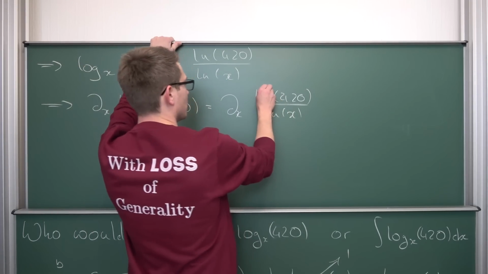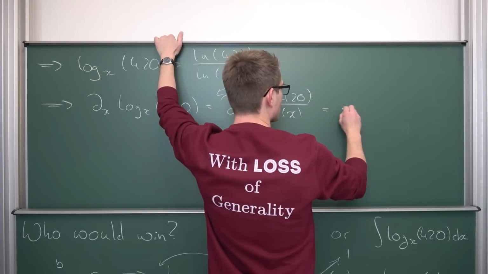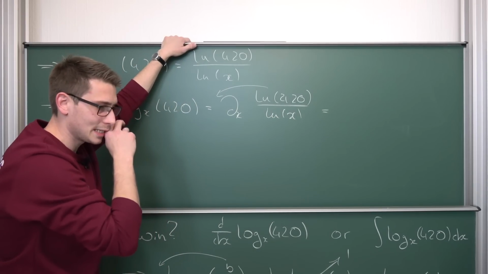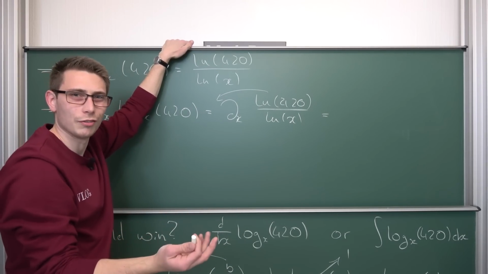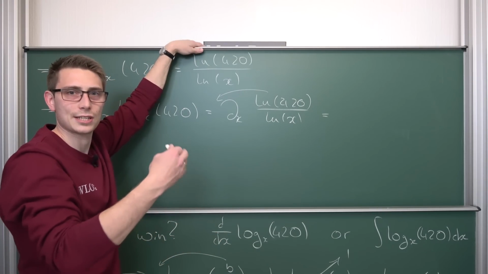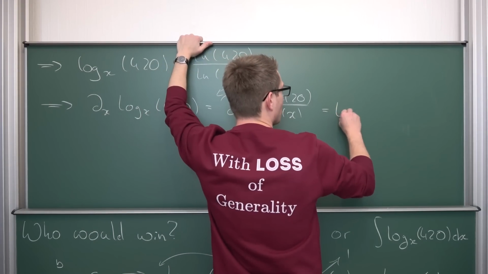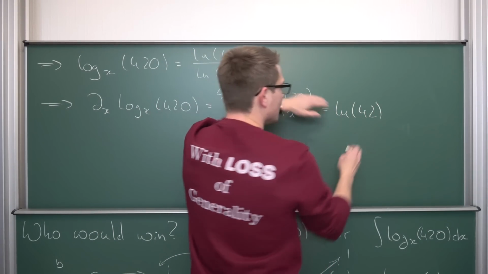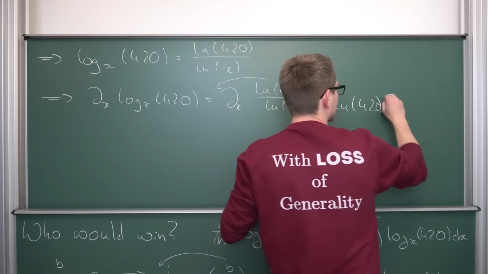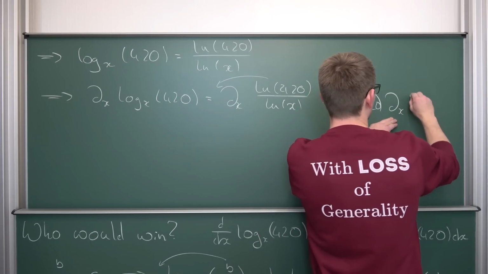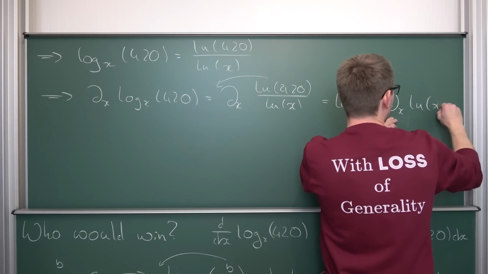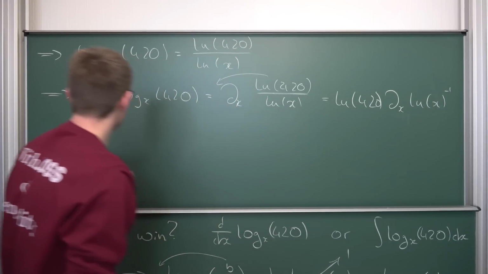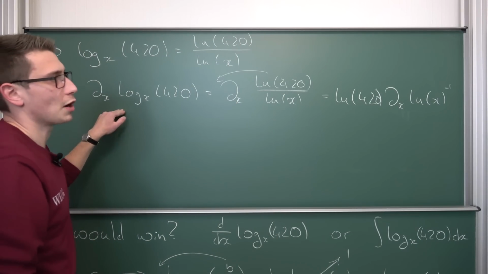It's just constant. We can bring it to the front, leaving us with just, and then we get in the differential 1 over log of x. This is the same as log of x to the negative 1th power, basically. So right now we are at the point where we say the natural log of 420 times del x of the natural log of x to the negative 1th power is the same as the differential of our original function.